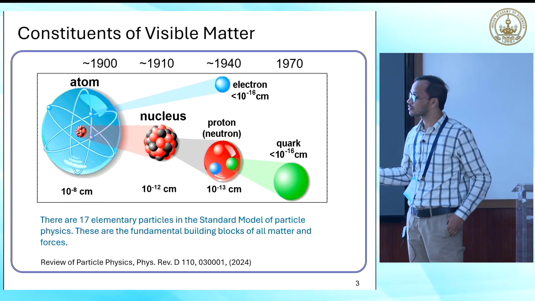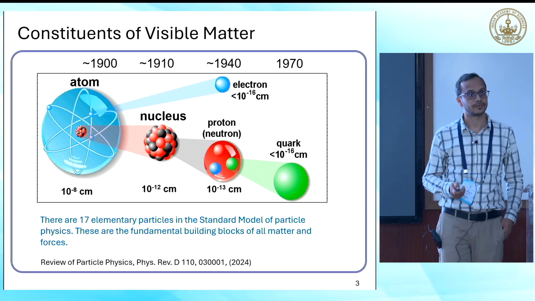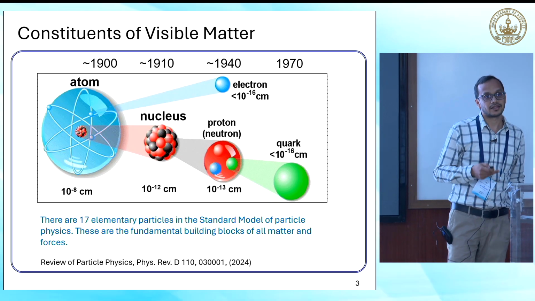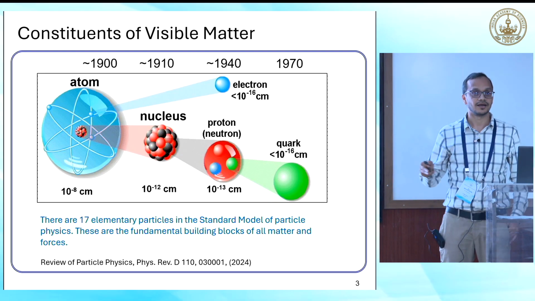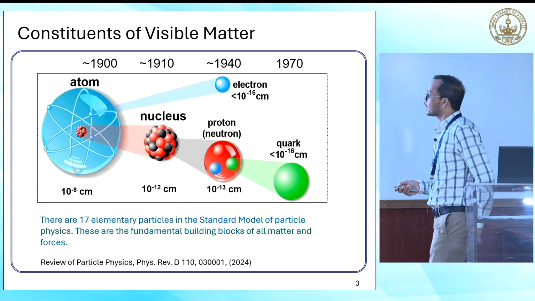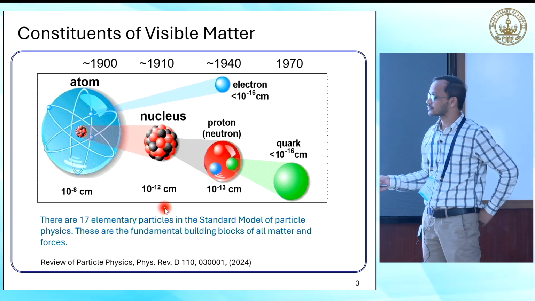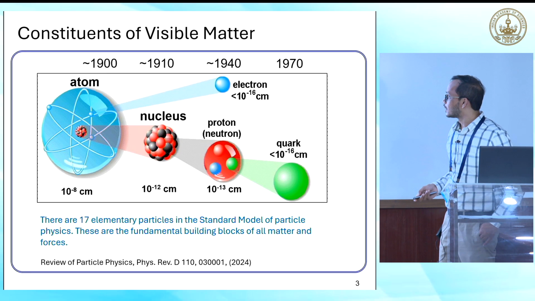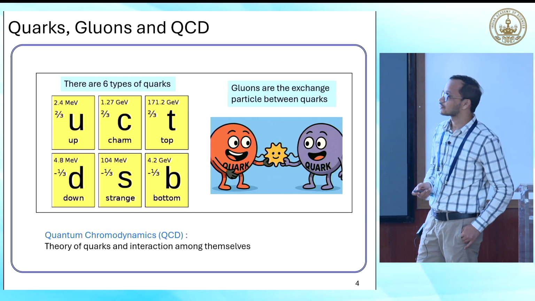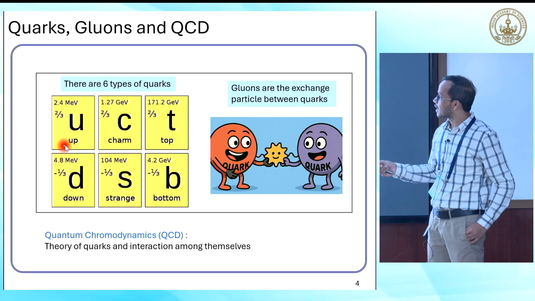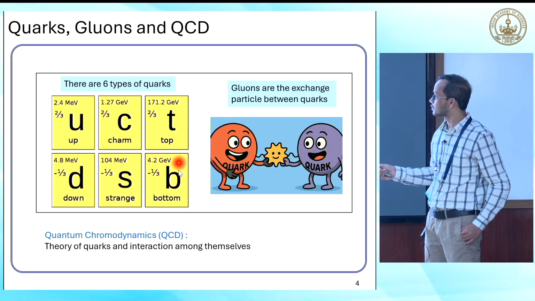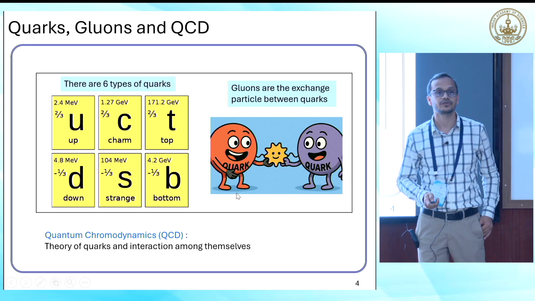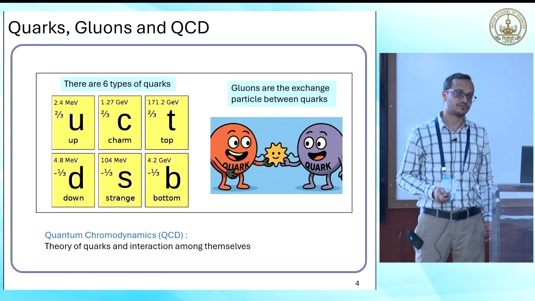Each proton is made up of 3 quarks, and neutrons are also made up of 3 quarks. Like electrons, the quarks are also fundamental particles. As per today's knowledge, you cannot divide them further. There are 17 elementary particles in the standard model of particle physics. You can say these are the building blocks of our universe. There are 6 types of quarks, namely up, down, charm, strange, top and bottom. They differ by their masses and electric charge, and they also possess a color charge, you can say colored degrees of freedom.